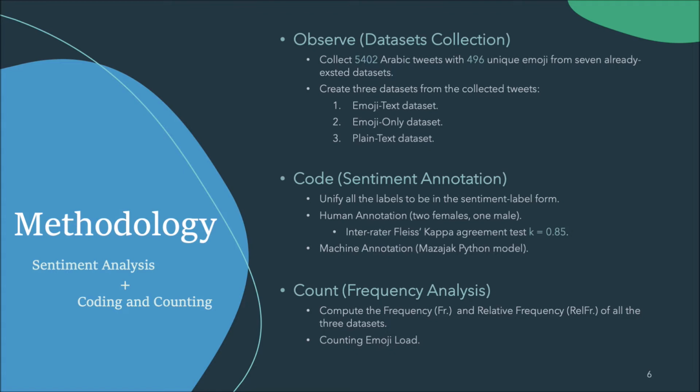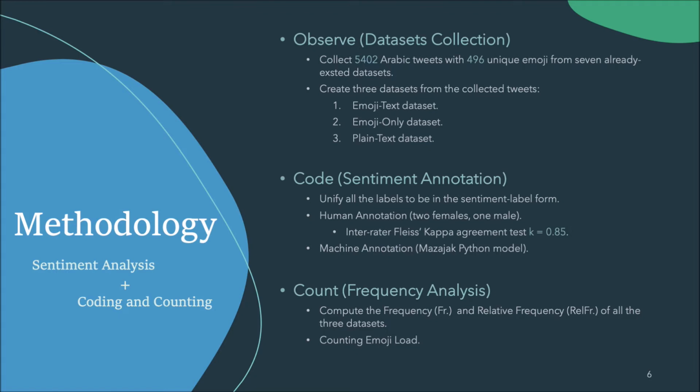These were extracted from 7 different public Arabic datasets. We refer to this as the emoji text dataset. Then we extracted all of the emoji from the emoji text dataset to form a collection of 496 unique emoji. We refer to this as the emoji only dataset. Lastly, a third dataset was constructed, which consists of all the text in the emoji text dataset without emoji. We refer to this as the plain text dataset.